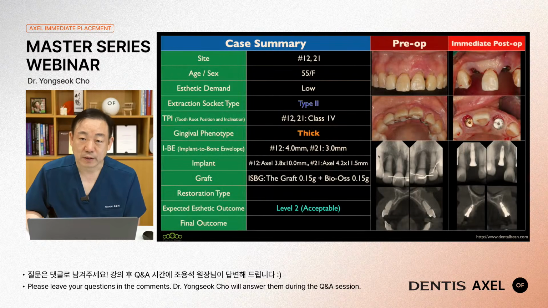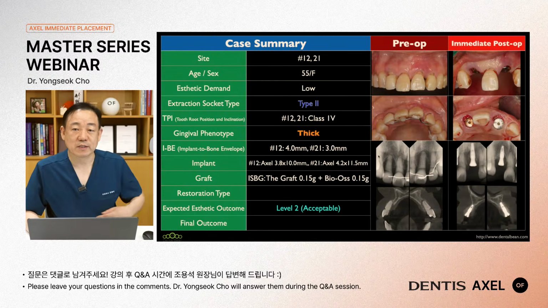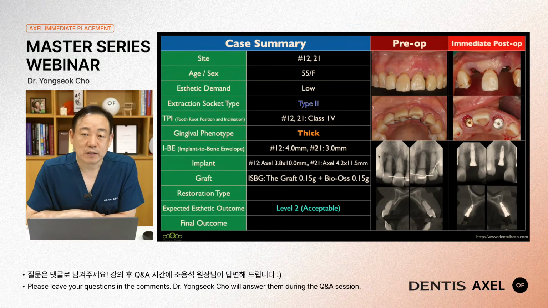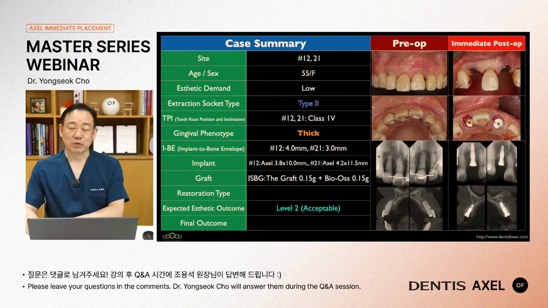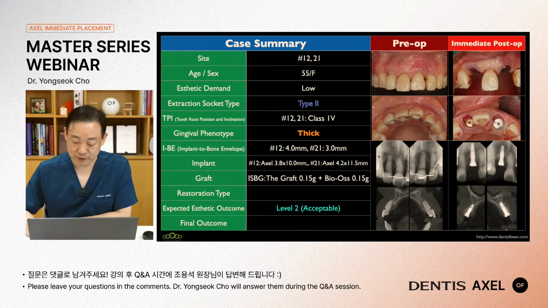And here is the summary of this case. Patient has low aesthetic demand. This is good news to me. And TPI was not good. Type 4. Patient has a thick gingival phenotype and sufficient IBE was given, I get. And bone graft was done. I expected a level 2 acceptable outcome in this patient.